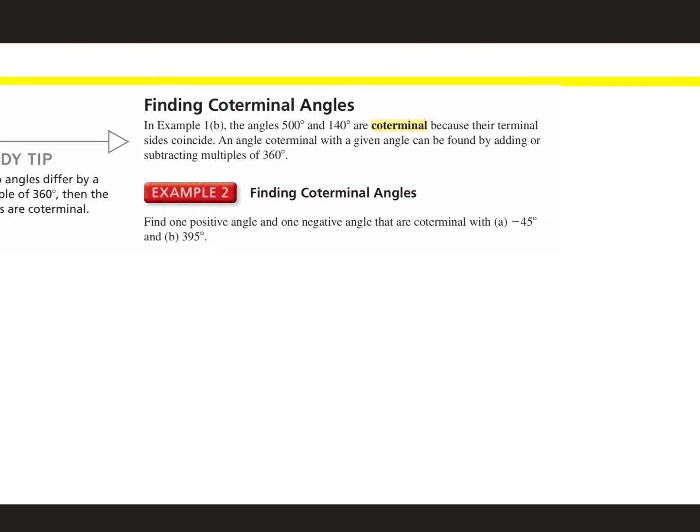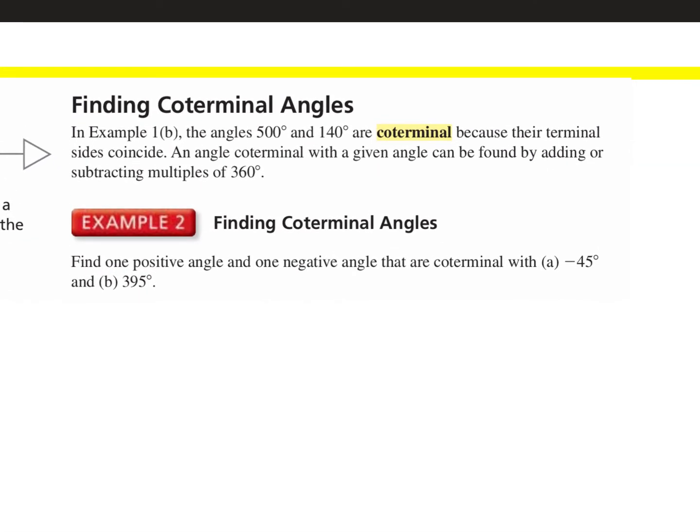All right, next, we're finding coterminal angles. So in example 1b, the angles 500 degrees and 140 are coterminal angles because their terminal sides coincide. So when we have an angle, let's say we had 30 degrees, if we go all the way around and back to another 30 degrees, and our terminal sides are the same, these would be coterminal angles, when their terminal sides coincide.